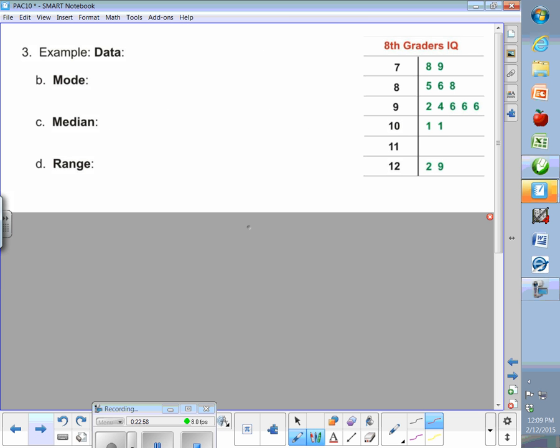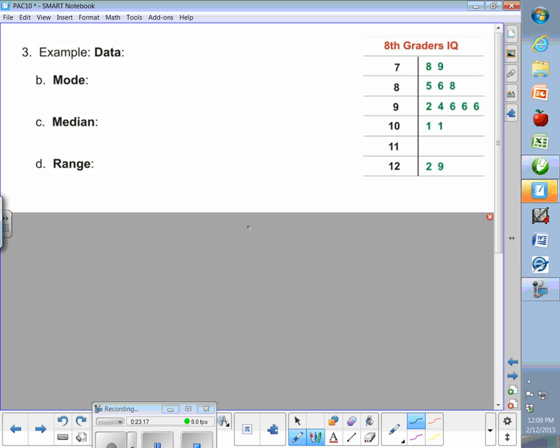Okay, here's another one. Notice the word stem is not there. The word leaf is not there. And notice that there is no legend. So you have to assume normal stuff. You'll have to assume that that first number is a 78 and the second is a 79, etc.